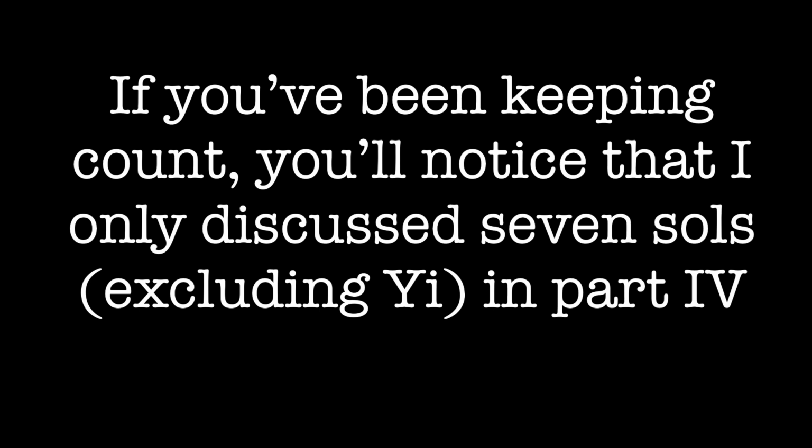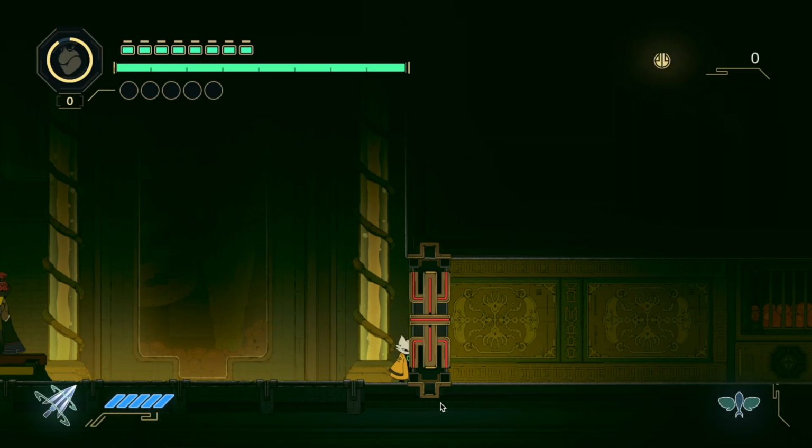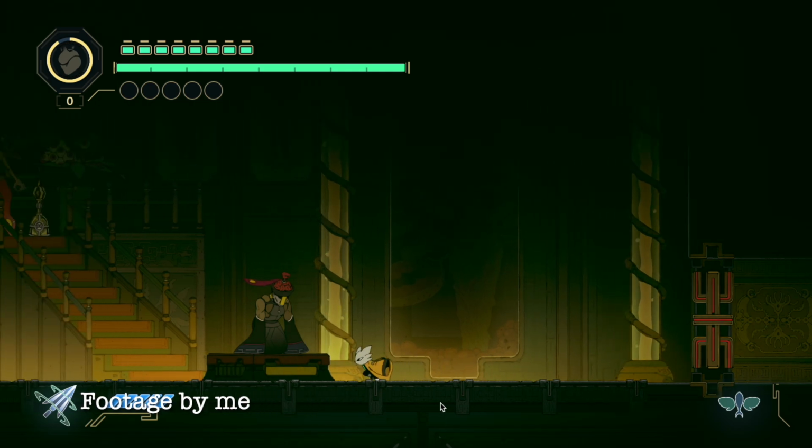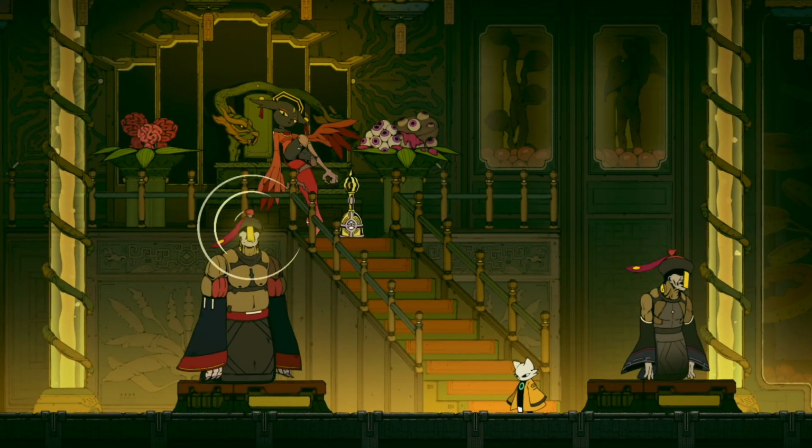Okay, now that we've gotten that out of the way, I want to talk about the absence of Yi's motif, which is very interesting. Two souls, Gomong and Jechuan, don't have Yi's motive in their boss themes at all. These two fights take place before the turning point of the game, so its absence isn't really felt if you aren't looking for it. I, however, am insane.